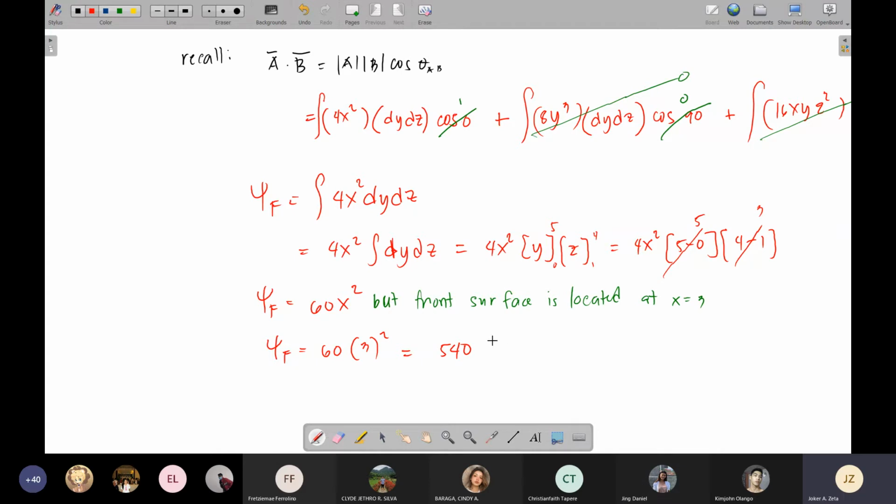Okay, so 540. Unsa may unit ani, sir? Na-recall, flux is just equal to the charge. So kung equal na siya sa charge, therefore, unit niya is coulombs. Okay?